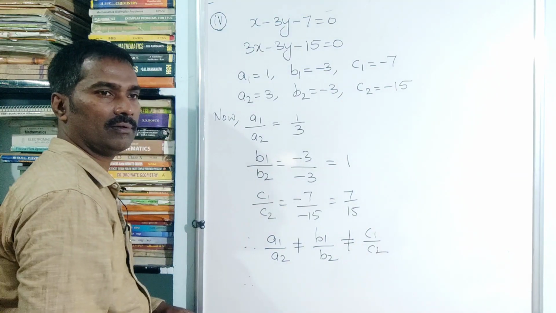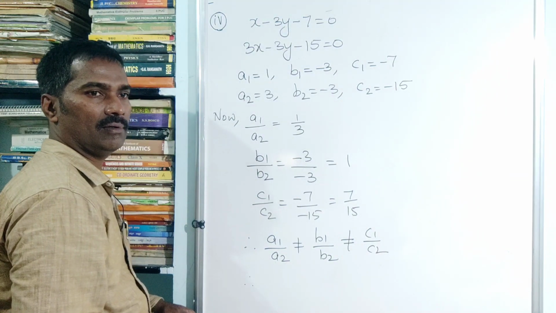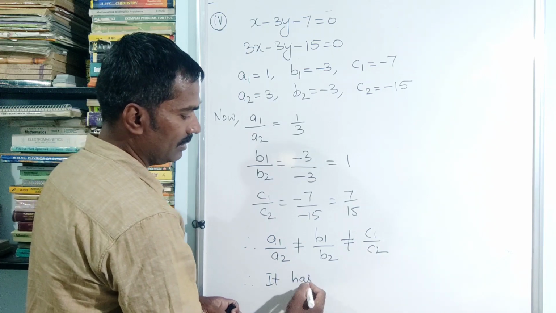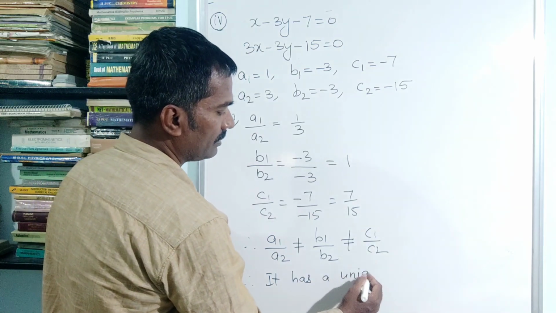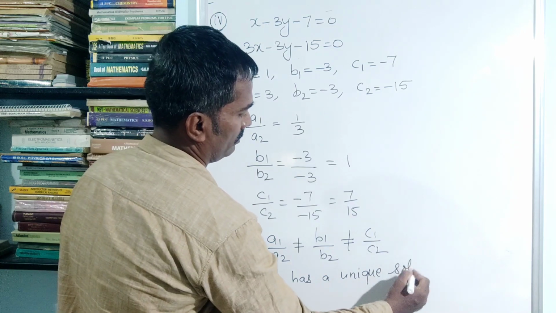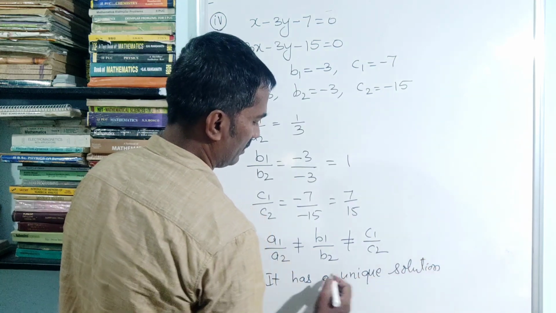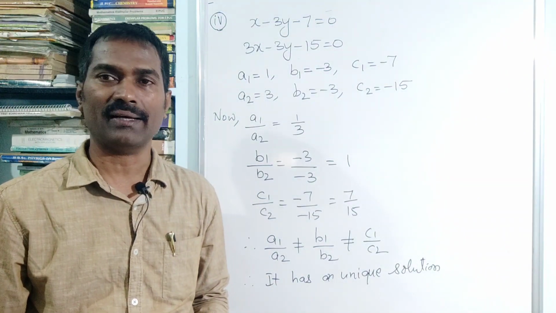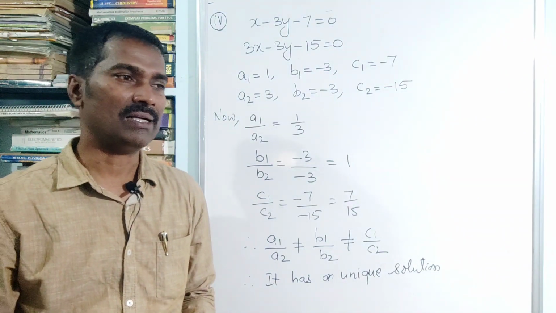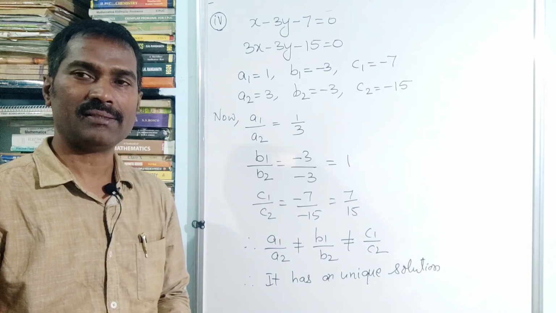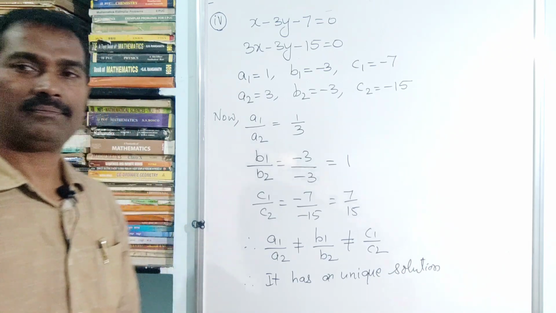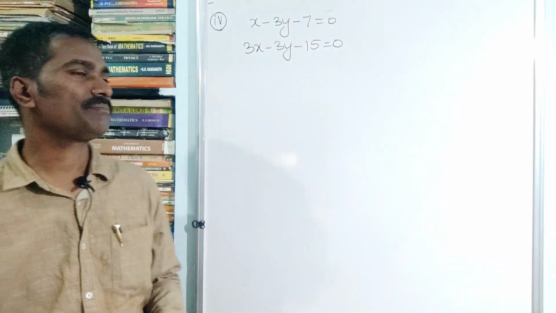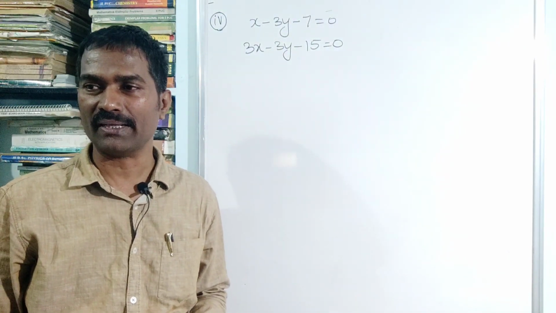Therefore, it has a unique solution. Okay, you can write that: it has a unique solution. For this, we need to find that unique solution by cross multiplication method. Okay, copy this, then we'll solve. Now solving this equation by using cross multiplication method.